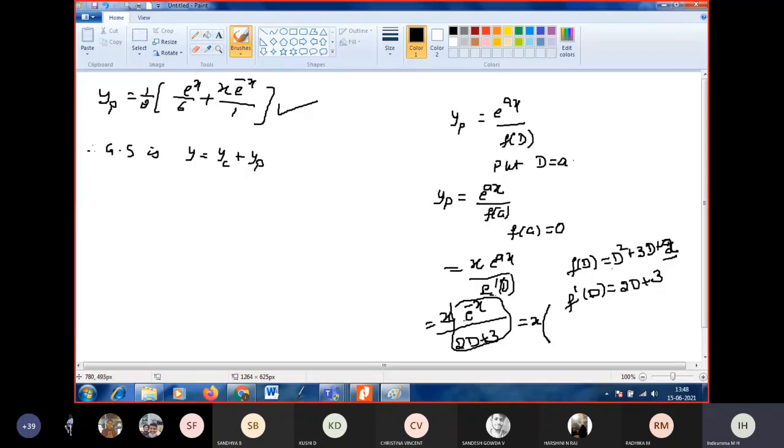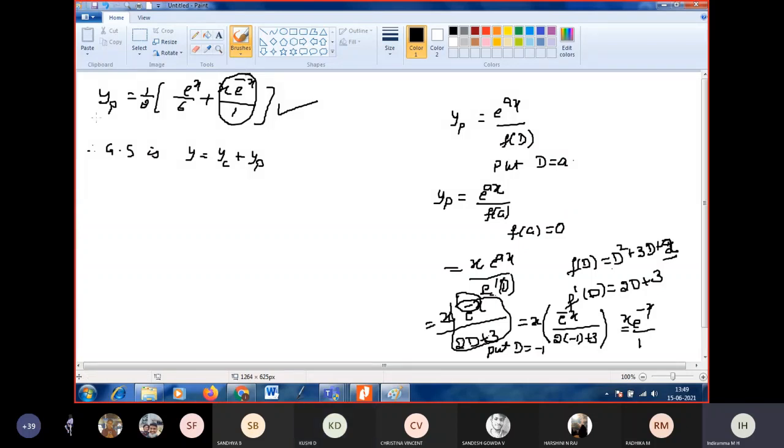Next, here it is like the e power ax by f of d form. Again put d is equal to a. Here a is -1, same procedure. Put d equal to -1. So we obtain e power minus x by 2 into -1 plus 3. So now we obtained e power minus x by -2 plus 3 is 1. So x into x we should retain it: x into e power minus x by 1. So that's what I have written here. Clear now? Yes, ma'am. Thank you.